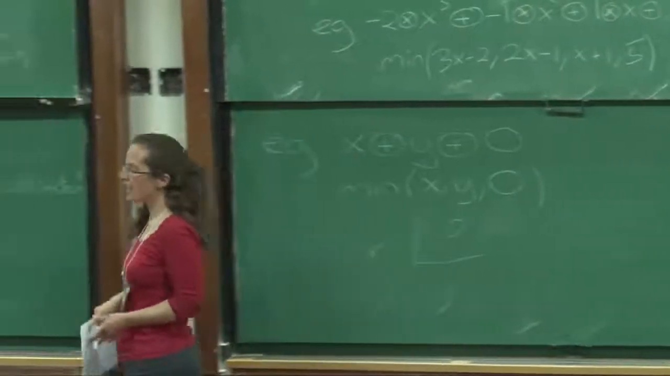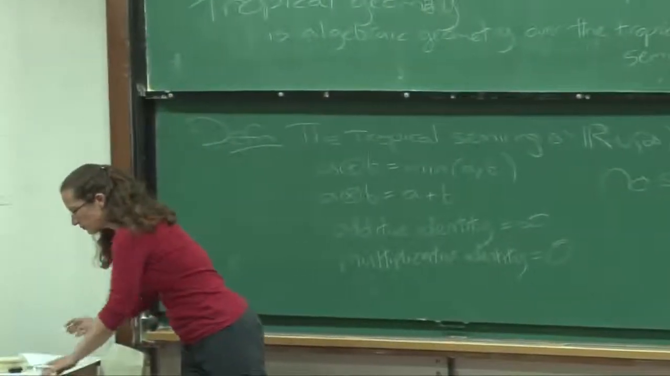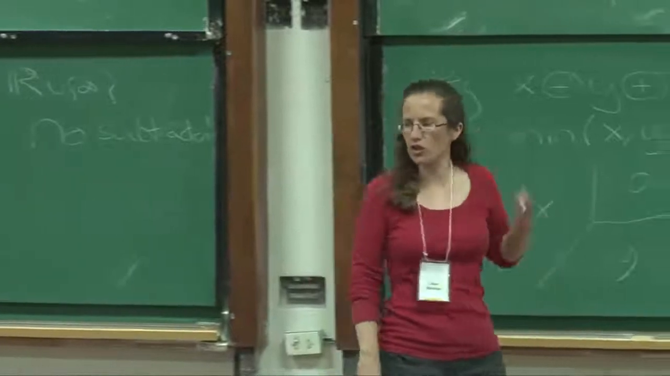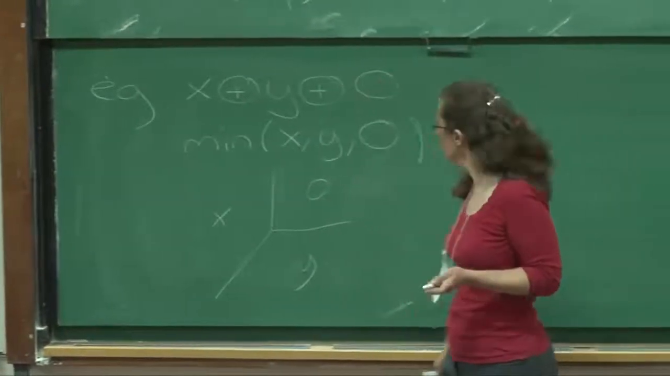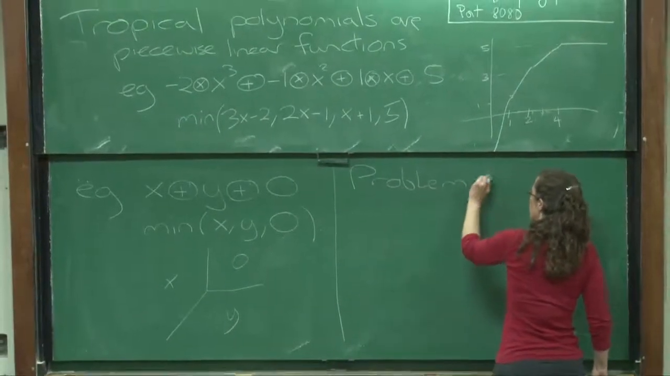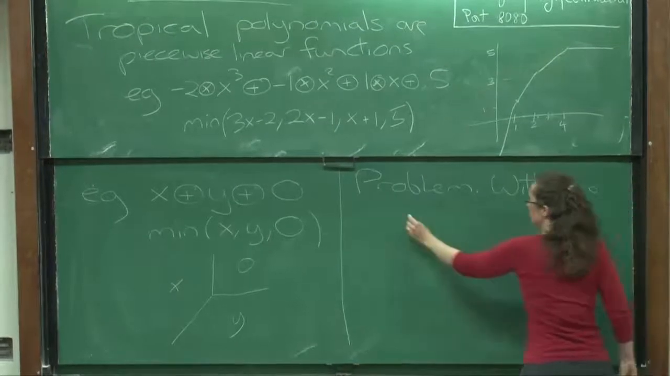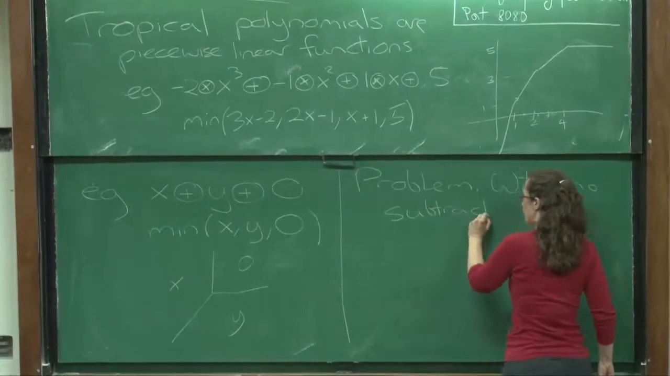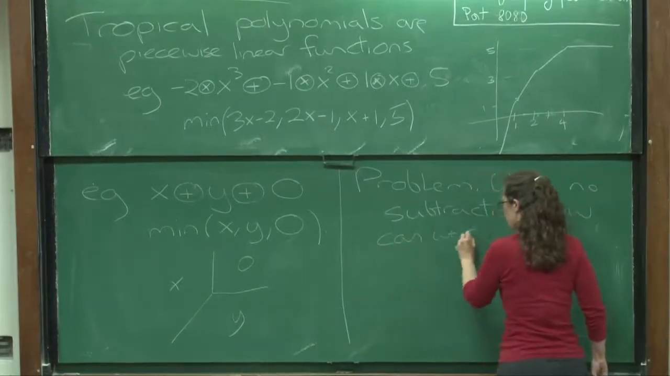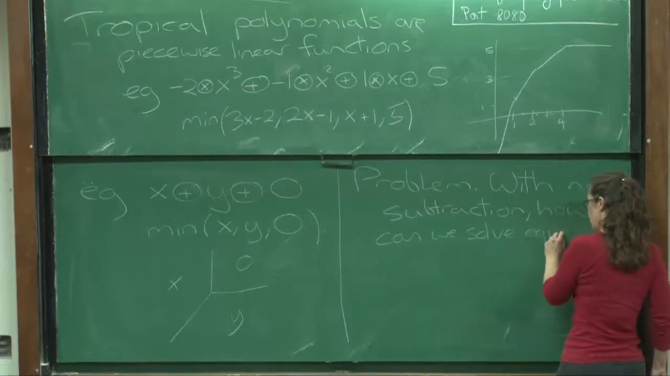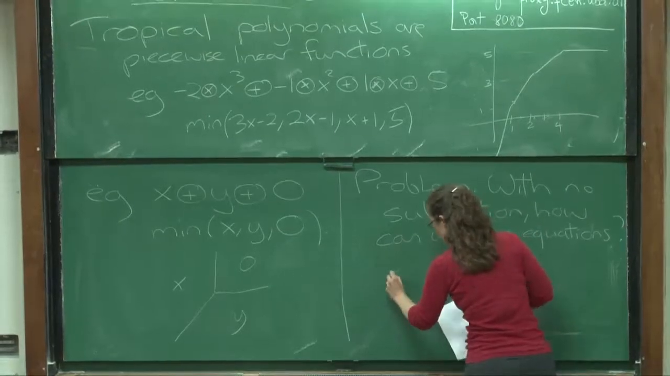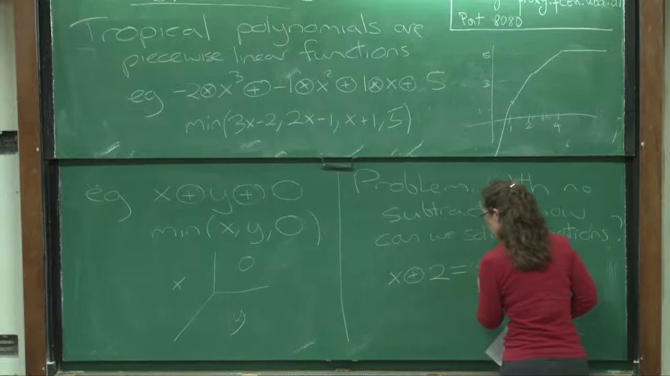Those are two examples of tropical polynomials. We want to talk about varieties, so that means we want to look at the common solution to some polynomial equations. We have an obvious problem though, which is that with no subtraction, how can we solve equations? For example, if I want to look at x tropical plus 2 equals 5.